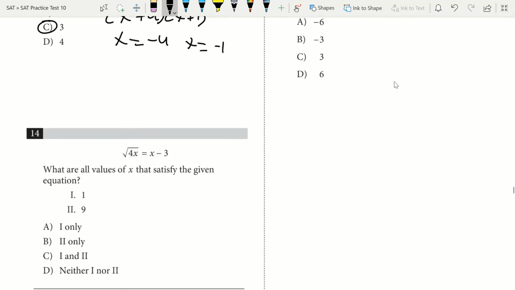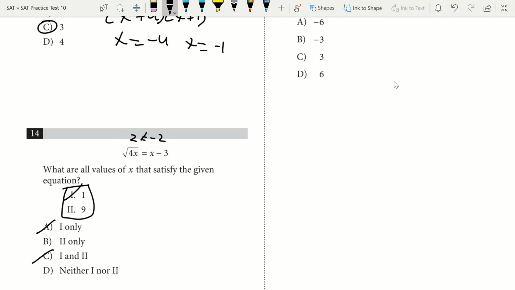Question 14. What are all values of x that satisfy the given equation? I only have 2 here, so I'm going to plug them in because that's going to be faster than finding them. So I'm going to go ahead and use 1. So I have 4 times 1 and square rooted, that's going to be square root 4, which is 2. Now, does 2 equal 1 minus 3? It does not, because 1 minus 3 is -2. Those don't equal, therefore 1 is not a solution. I can get rid of anything with 1.